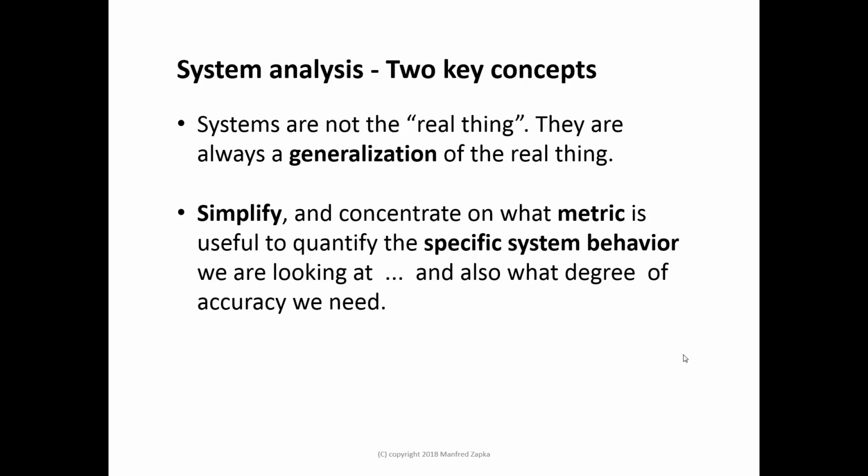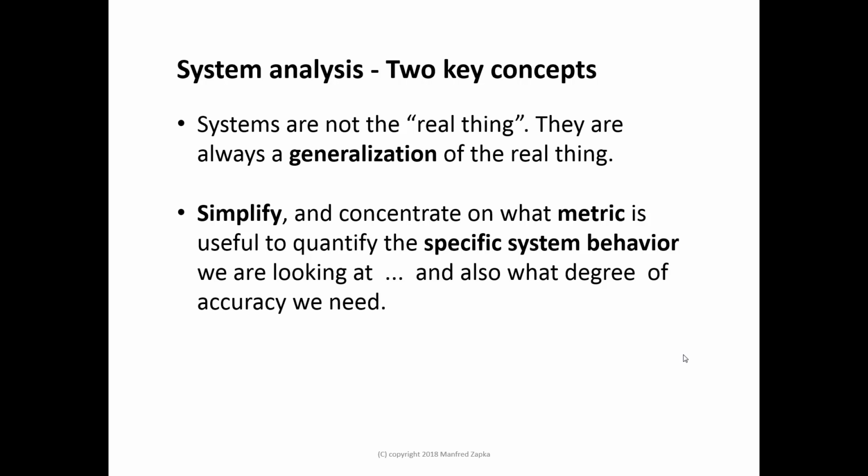So the first one is systems are not the real thing. And we learned before that systems have some kind of a mathematical description. So there's always a generalization at heart. So we have a generalization of the real thing. Okay, so it's not the real thing.